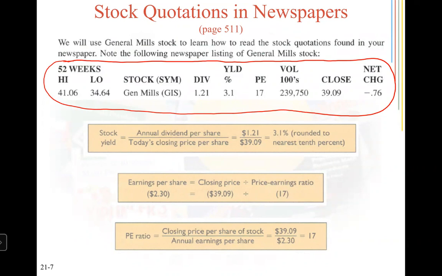Okay, so the next section refers to the stock symbol. Basically, it's just the name of the company, abbreviated, and the symbol. So it's General Mills, and the symbol is GIS.